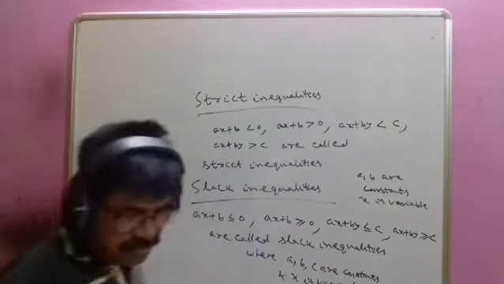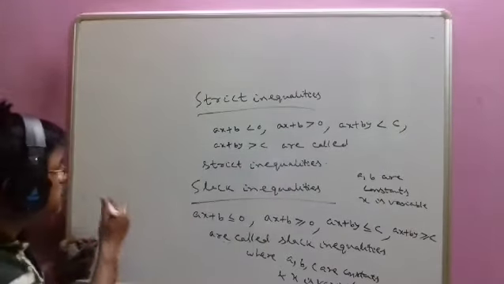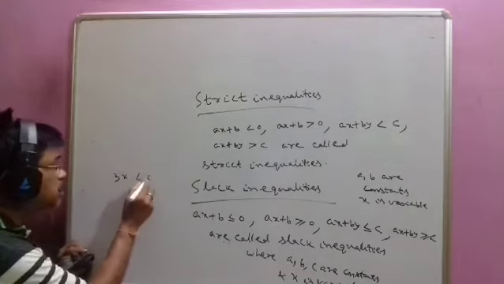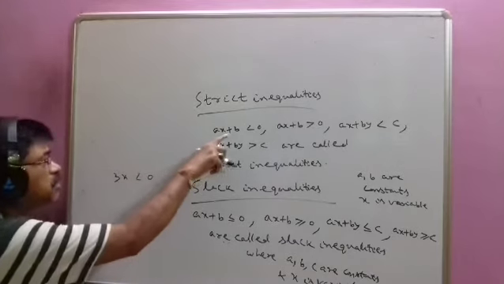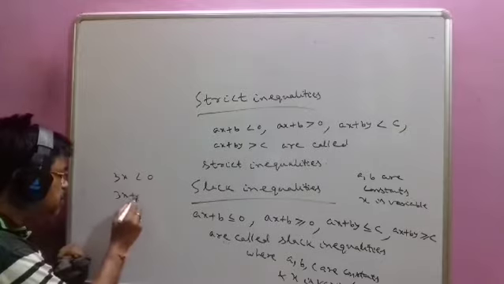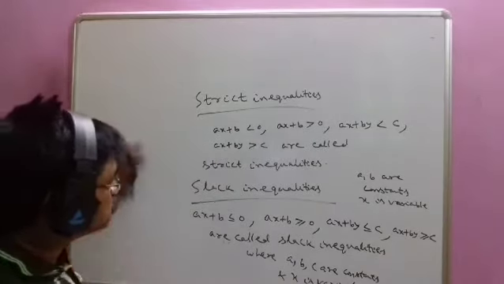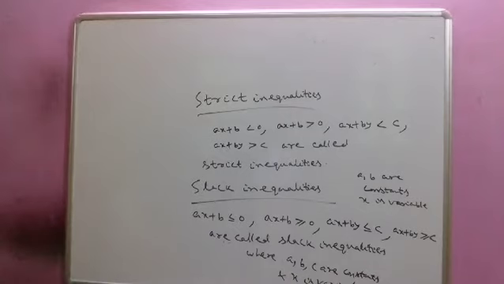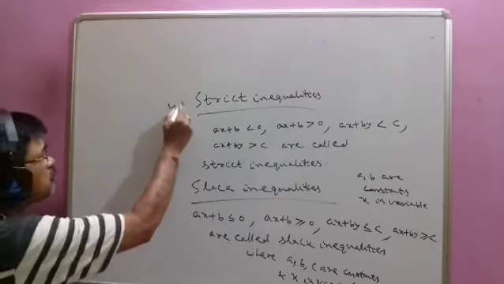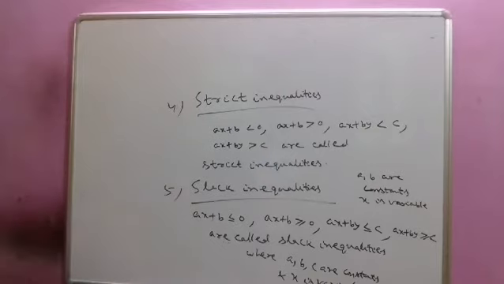Clear now? Suppose you are saying 3x less than 0. Here there is no b, which means you can say b is 0. So it is of this form, and it is coming out as strict inequality. Now you understood what is strict inequality. This is number 1, 2, 3. This is number 4, this is number 5. Now you understood what slack inequalities are.